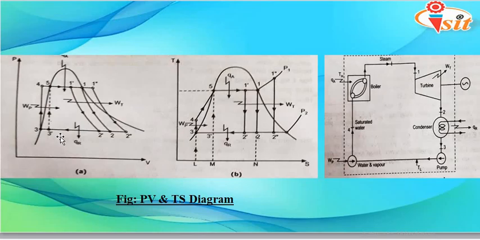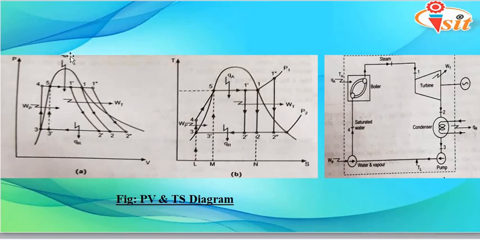Now if you look at the PV and TS diagrams, you can see the process 3 to 4. Here we can easily understand that there has been a rise in pressure. This line indicates the process 3 to 4, where we use the pump. We provide some input power for the operation of the pump, and as a result we increase the pressure from P3 to P4. Then comes the process 4 to 1, indicated by this line 4 to 1. Here you can see the boiler process, which is at constant pressure.